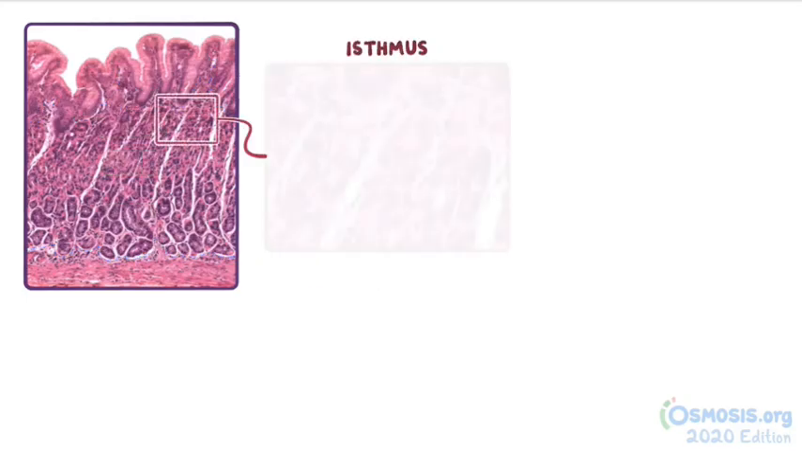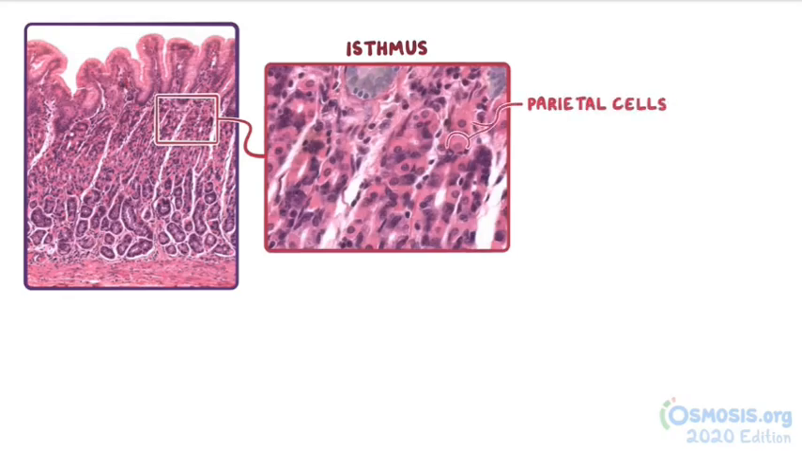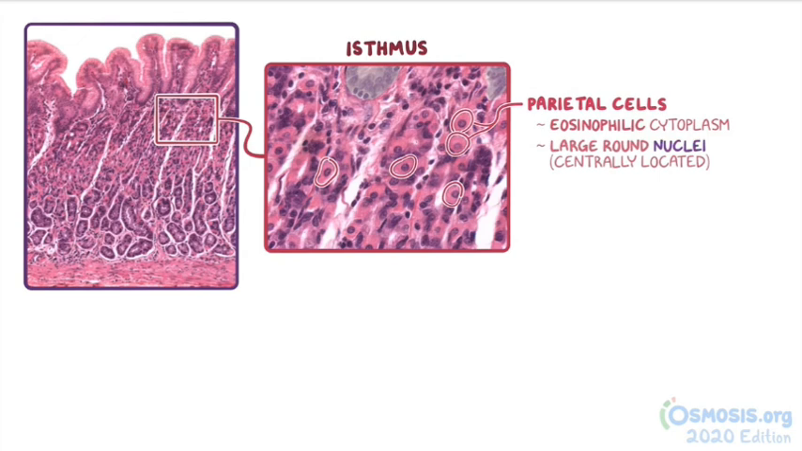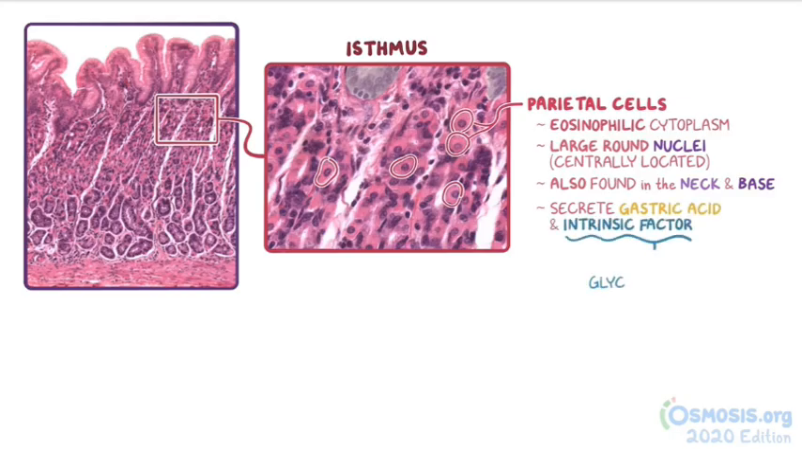The isthmus consists mostly of parietal cells, which can be identified in this high-power image by their very eosinophilic or pink cytoplasm, and their large round nuclei that are centrally located. Parietal cells can also be found in the neck and base of the glands, but overall, there are more present in the isthmus and neck. These cells are responsible for secreting gastric acid as well as intrinsic factor, which is a glycoprotein required for the uptake of vitamin B12 in the small intestine.